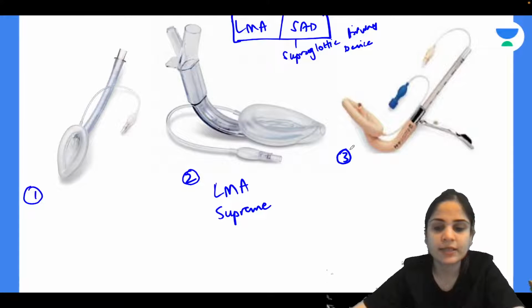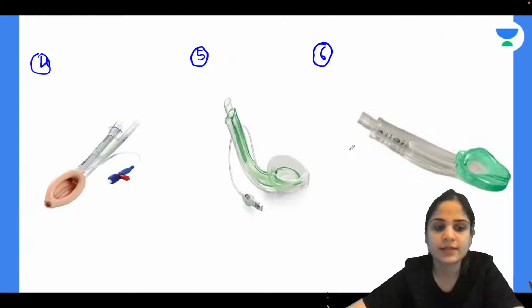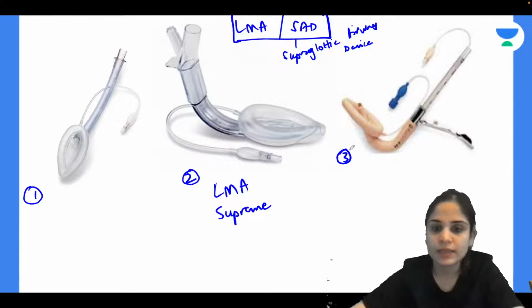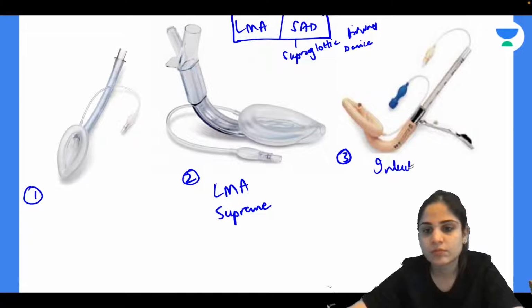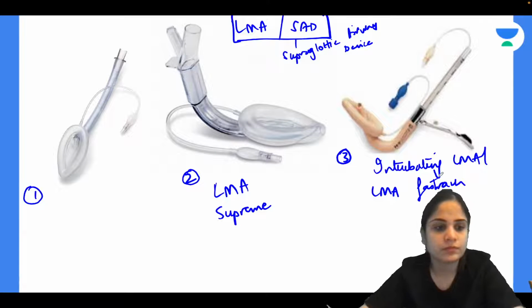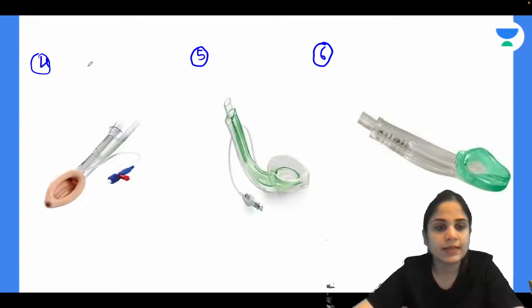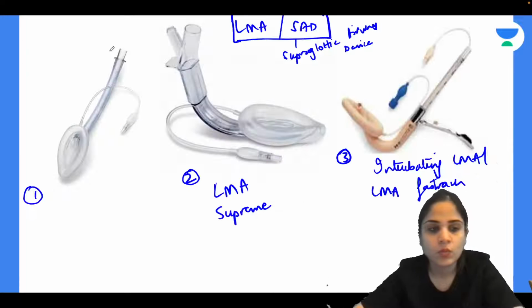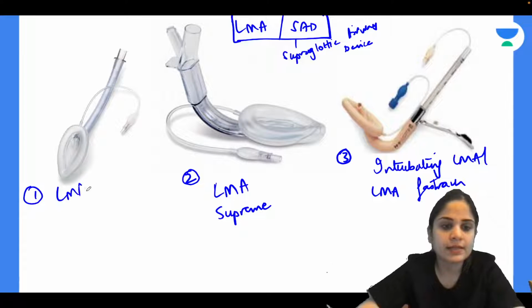Any other one that you can identify between 1, 2, 3, 4, 5, 6? 3 is intubating LMA, very good. What is the other name of intubating LMA? It is also called as LMA fast track. Four is ProSeal. Excellent. Narmata Devi, very good. This is LMA ProSeal. Very good, Anu. One is LMA Classic.